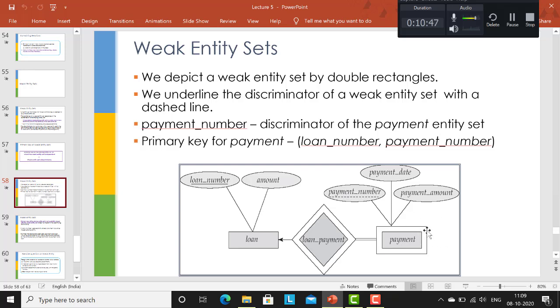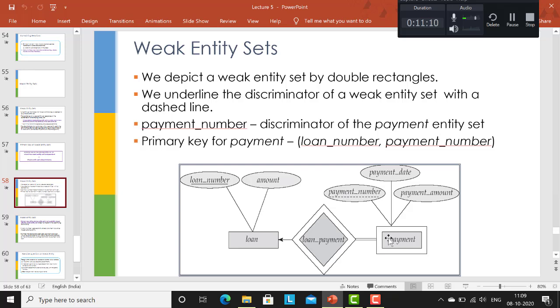Do not write loan number here in the ER diagram. That will be wrong. It is very well understood that when a weak entity is converted into a table, it will automatically pull the primary keys from its supporting relation. So over here, loan is considered the supporting relation for the payment, right?